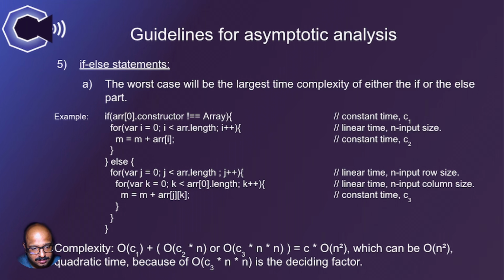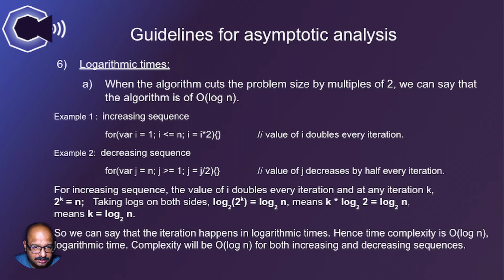And we also have logarithmic times. When an algorithm cuts the problem size by multiples of 2, we can say the algorithm is of log n. So here, as you can see, the iterator value i increases by a factor of 2 in the increasing sequence, and the iterator value j decreases by a factor of 2 in the decreasing sequence.